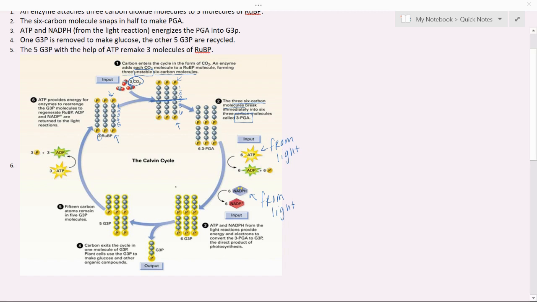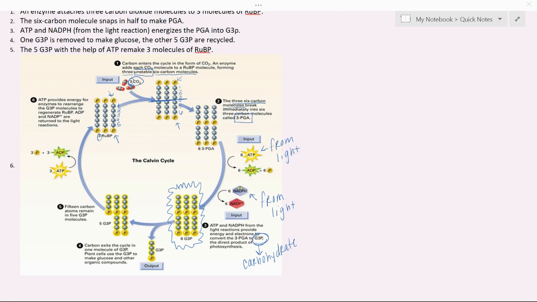Here, notice it's nice and colored. On your copy, it's kind of harder to see, so you could put that starburst of energy around it. And what we have now made is G3P. This G3P is going to be our product of photosynthesis that we are trying to make. What are we making in photosynthesis? We're making a carbohydrate, and the carbohydrate is what the plant can use as stored energy.